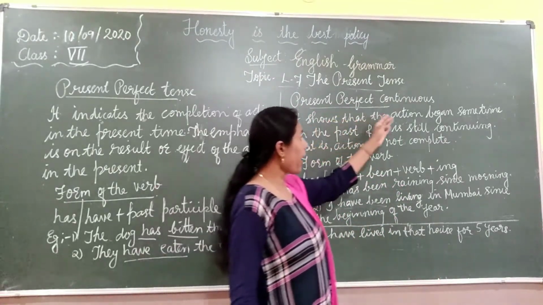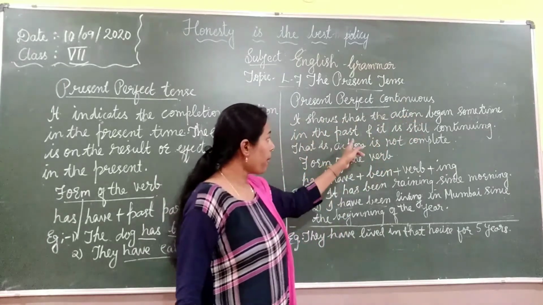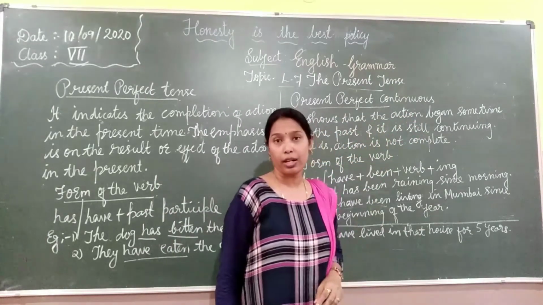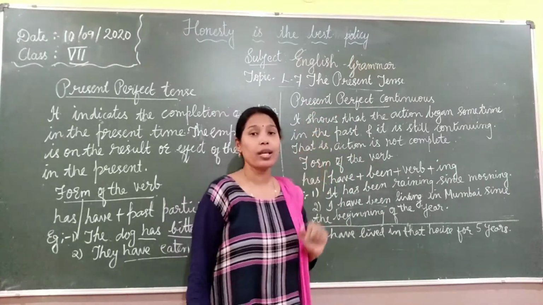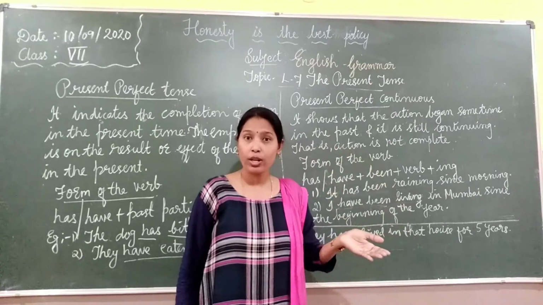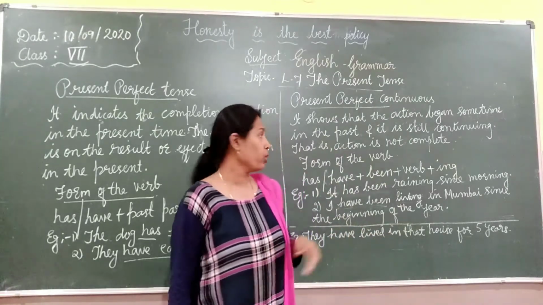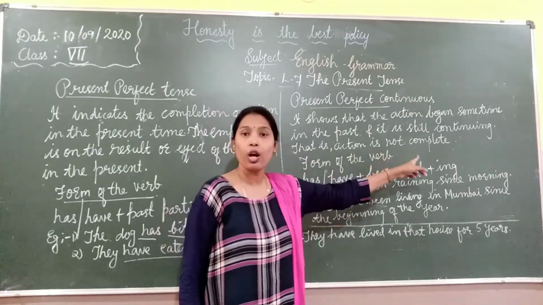It shows that the action began sometime in the past and it is still continuing. So what is present perfect continuous tense? It shows that an action had happened already but it is still continuing. That means the action is not complete.